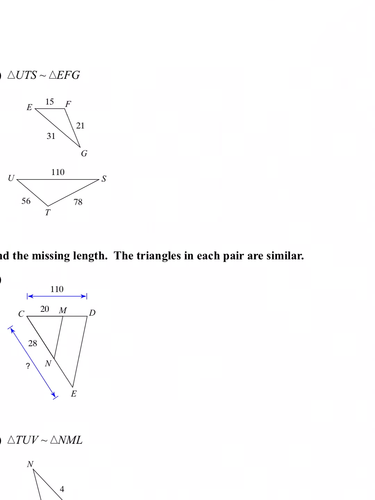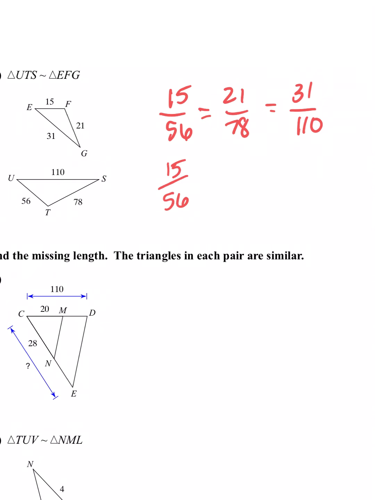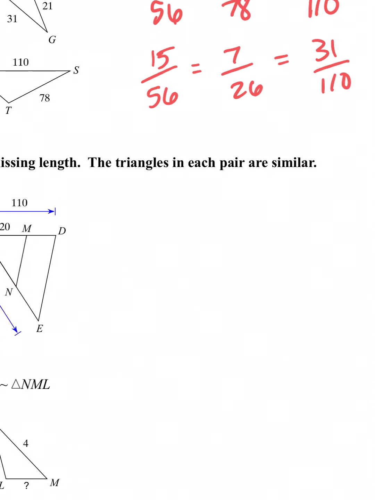Number 18, you would put the numbers in order: 15, 21, and 31. And you would put 56, 78, and 110. And then you would reduce each fraction to see if they're the same fraction. The first fraction actually does not reduce. It stays as 15 to 56. The second one goes to 7 over 26, and the third one goes to 31 over 110. It also can't reduce. So this would be not similar, because they have to be identical if they're going to be similar.